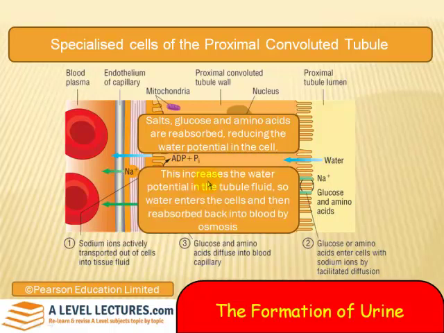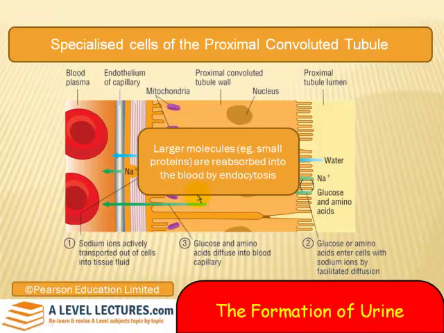Okay, this increases the water potential in tubule fluid, so it enters the cells, then is reabsorbed back into the blood by diffusion. There's going to be a high concentration of water here now. So high water concentration here than it is here, so water will pass from this area here into there by diffusion. Larger molecules, e.g. the smaller proteins with molecular weights less than 69,000, are reabsorbed into the blood by endocytosis. Remember the process of endocytosis? Well, if you don't, look it up and just reinforce your memory, okay?